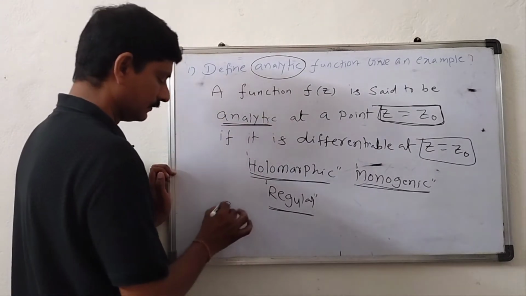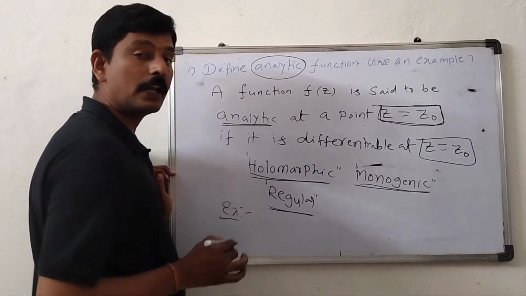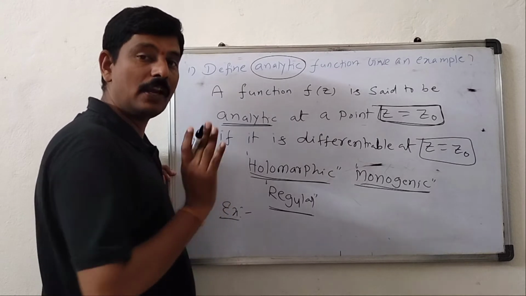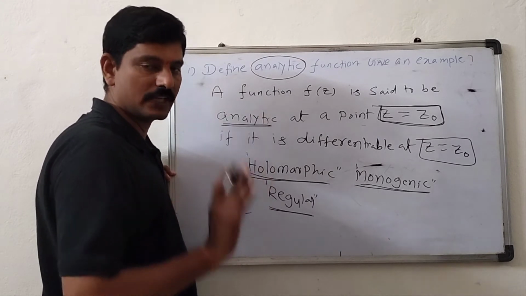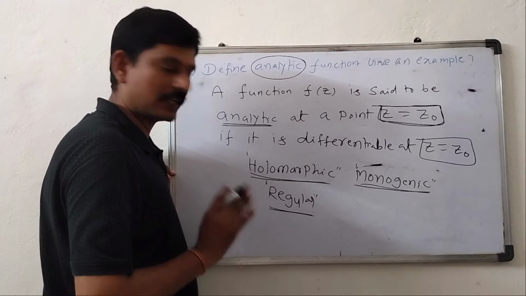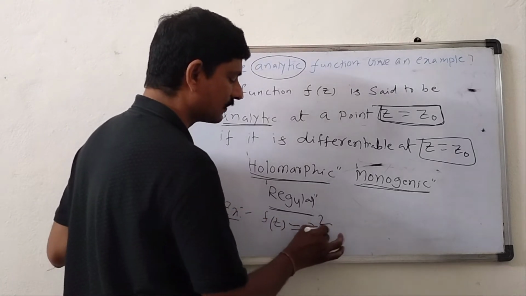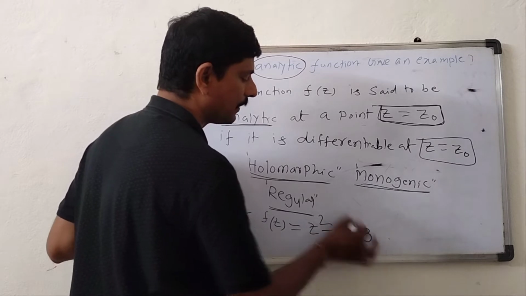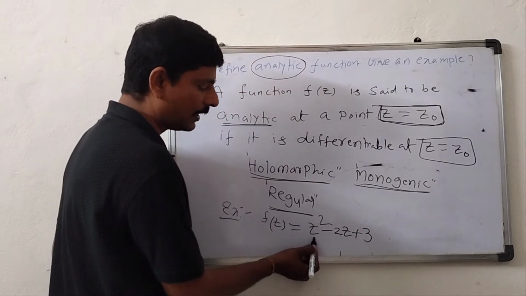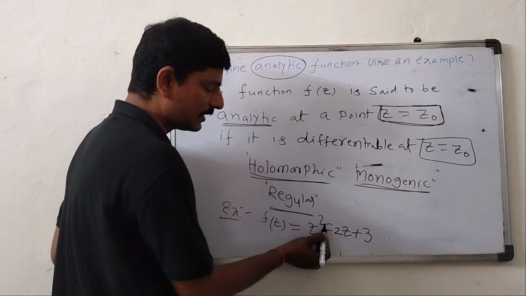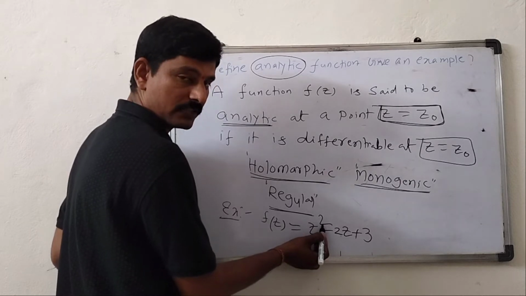Now, an example. All polynomials are analytic functions, polynomials in the variable z, because we are discussing complex variable functions. I am taking f of z equal to z squared minus 2z plus 3. Clearly it is a polynomial in terms of z, which has degree 2.